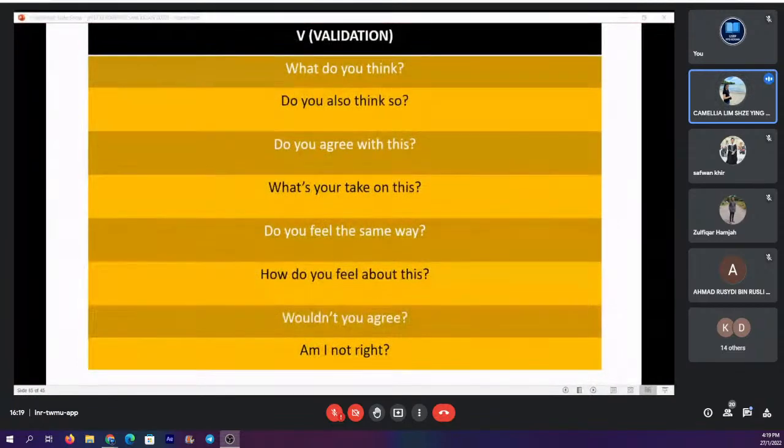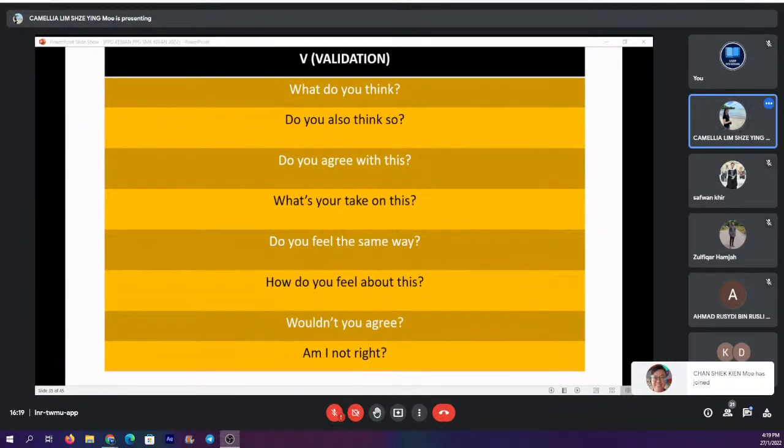All right, now let's consider the V, which stands for validation. Basically, in order to make the discussion between students sound more natural, they need to seek their partner's approval after having made a point. Phrases they can use include all these that you can see here. After all, this is a normal conversation, a normal discussion. We're constantly making sure the people we're talking to either agree or disagree with us, right?